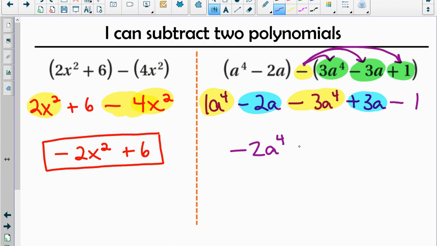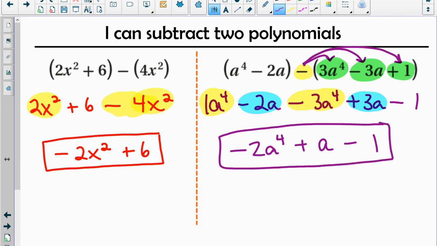Negative 2 plus 3 is positive 1, so that's going to be 1a. And then I just have the minus 1 left over at the end. There's nothing to combine it with, so we just bring it down as that constant term. And the way I wrote my answer is I made sure I had the term with the largest exponent first, all the way down to the smallest exponent of 0. So it's already written in standard form.